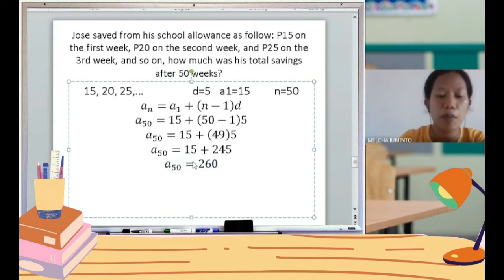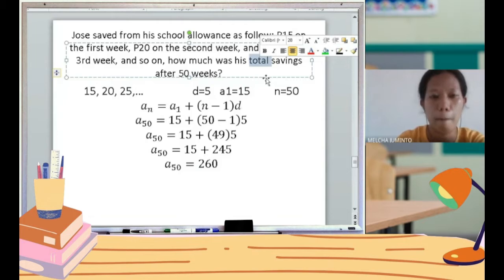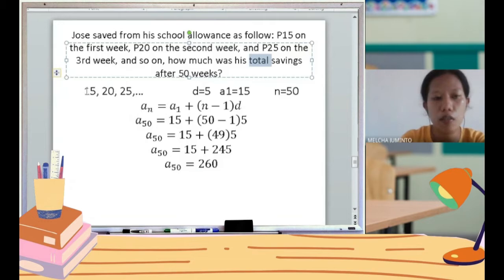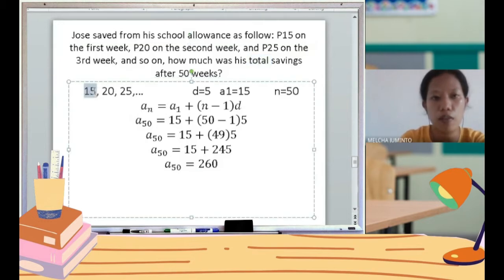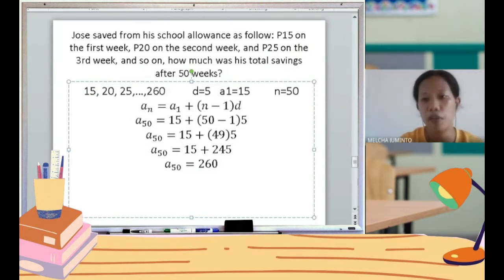And after that, that doesn't end the solution, because what we need to find is the total savings. What do we need to solve to find the total savings? To accumulate his savings from week 1 to week 50, which is 260. What do we need to do to find the total savings? Anyone from the group? You can type your answer in our chat box, or you can simply unmute your microphone and tell us how we can find the total savings after 50 weeks.